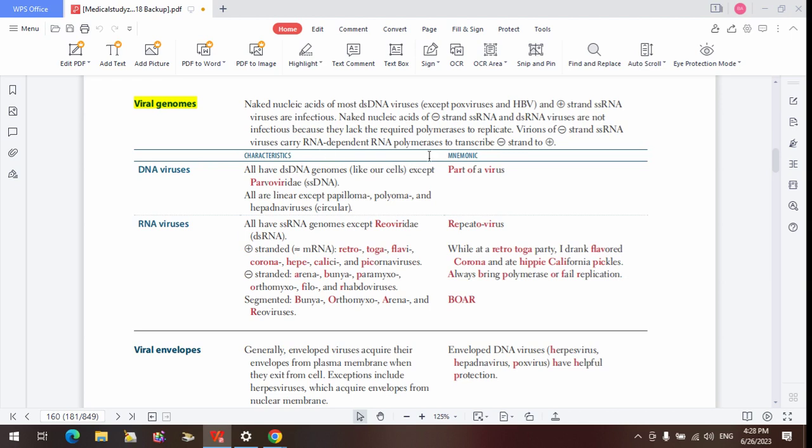I hope you guys understand this statement. It is very confusing if you did not take your time to read it. The statement at the top of the table, Abby: the naked nucleic acids of most DNA viruses, except the pox and the HBV. So that's the exception for the double-strand DNA viruses. It is only pox and HBV that cannot work like that. Once they are naked, they cannot infect. You must remember that exception.